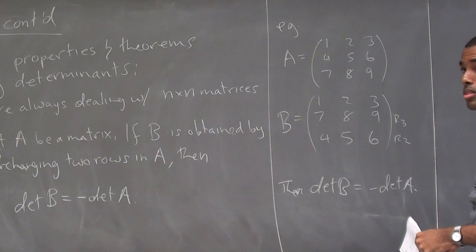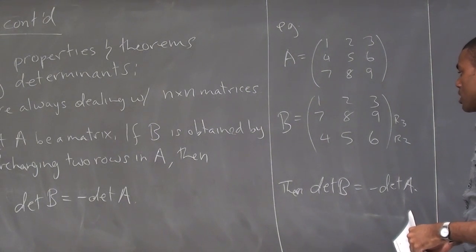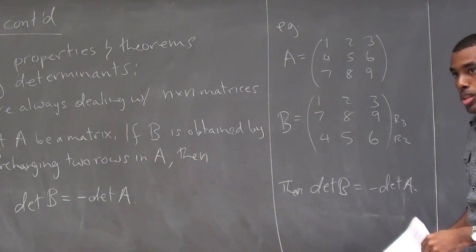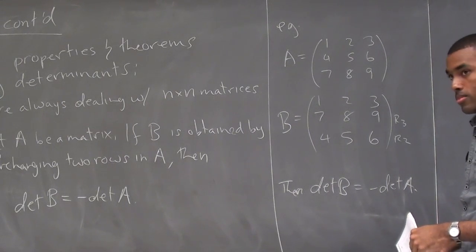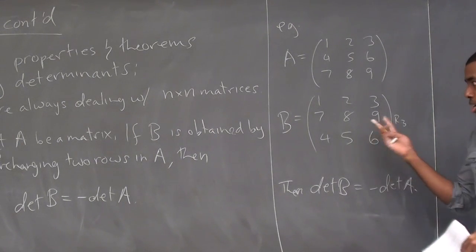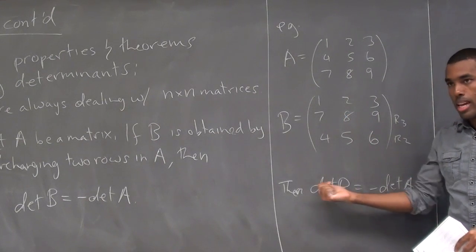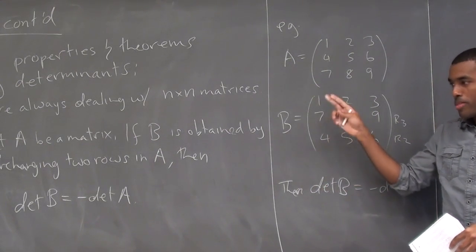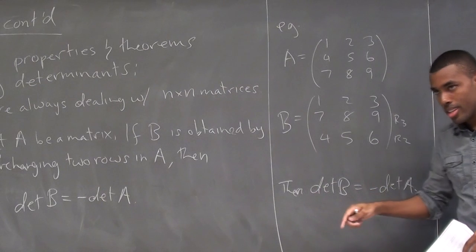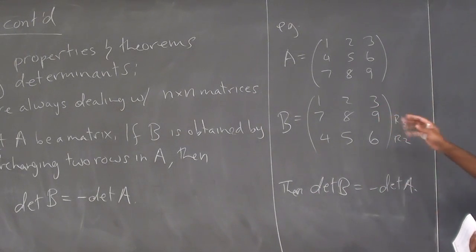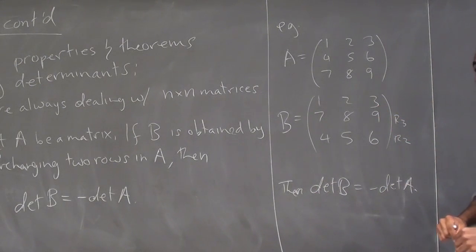Could you switch columns? Yeah. It would also work. It would negate it also? Yes. Determinant's sort of weird. If you do column operations, you can actually talk about determinants because determinant of A transpose is equal to determinant of A. But in general, column operations are sort of illegal. You want to stay away from them.